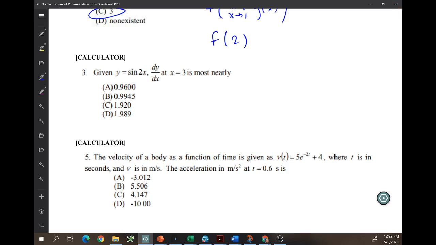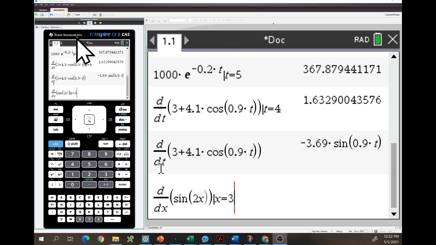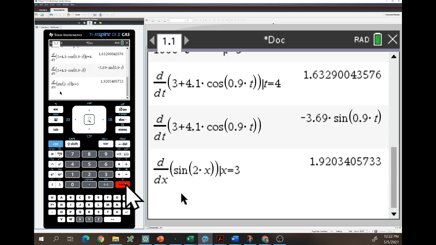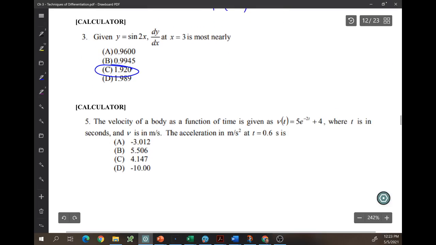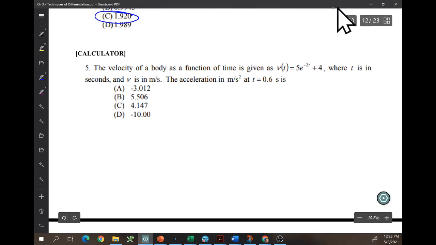So I skipped ahead and typed this out. Make sure that you have derivative with x. You got an x here. Make sure you're in radians. Add x equals 3, and then control enter to make sure we get the decimal version. We get 1.9203. All right, I would highly recommend typing these into your calculator, making sure that your calculator's in the right mode. If it's not, make sure to talk to me in class, send me an email.